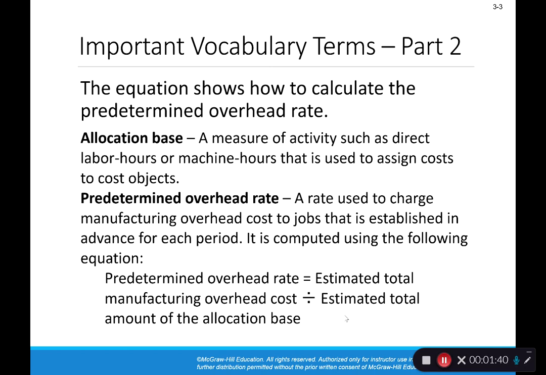The predetermined overhead rate is the rate that we use to allocate overhead to our jobs throughout the period. And remember, we calculate the predetermined overhead rate using estimated overhead over estimated activity. It's estimate divided by estimate because remember, we're using it to allocate overhead to our jobs throughout the year, but it's determined at the beginning of the year before we have the actual numbers.